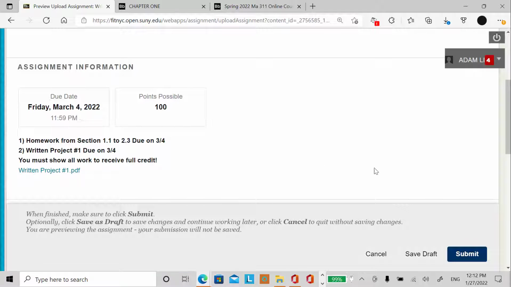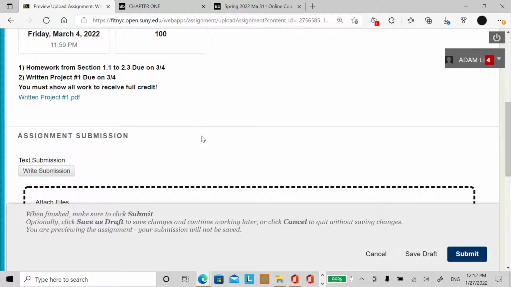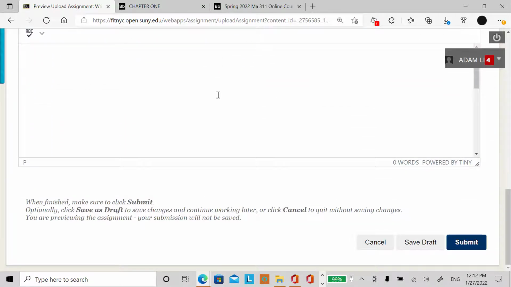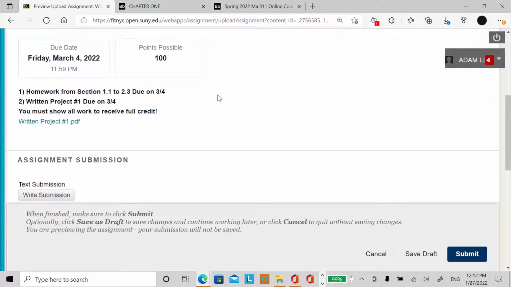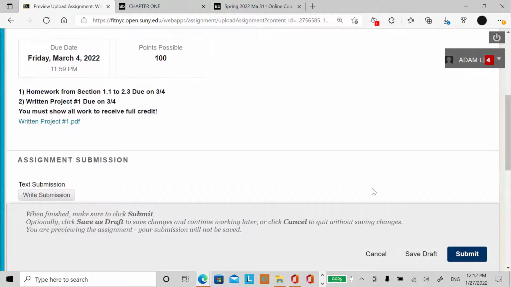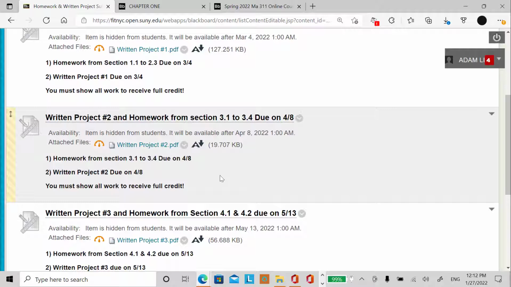These are important parts of your final course grade, so you should carefully go over them and complete them accordingly. This is due on March 4th, 11:59 p.m., so you have a full day to complete written project number 1. Same thing for written project number 2 and number 3.